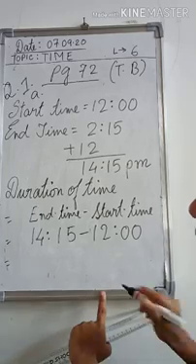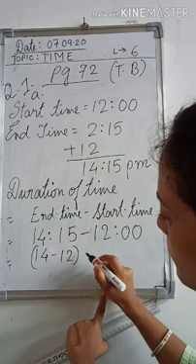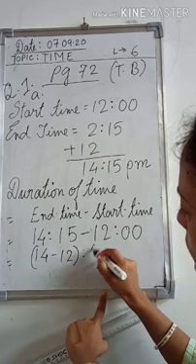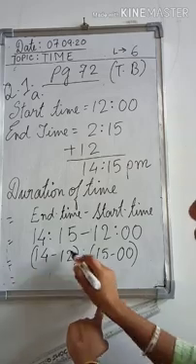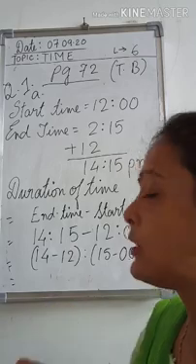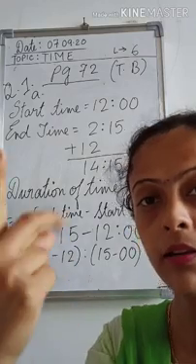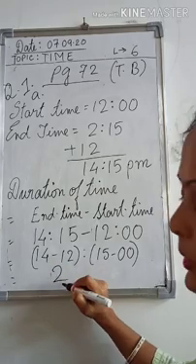So whenever we subtract, we do the hour part separately and the minute part again separately. So 15 and 0 is there. So 14 and 12, how much do you get? 14 minus 12? After 12, 13, 14. So you get 2. So the hour part is 2.